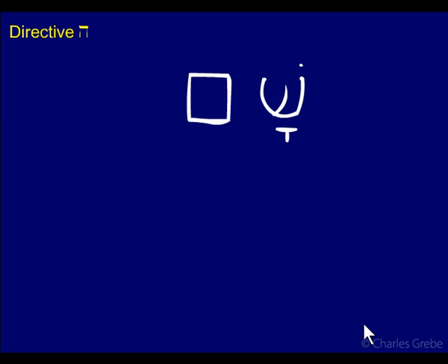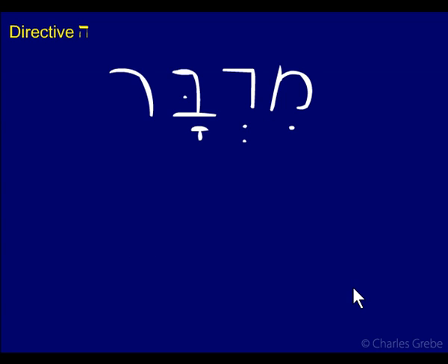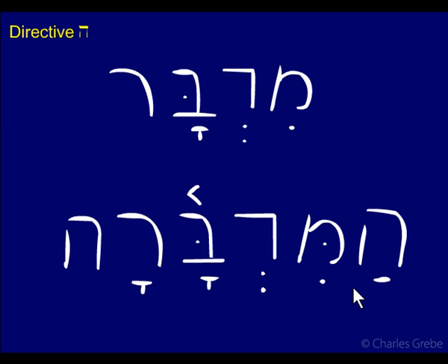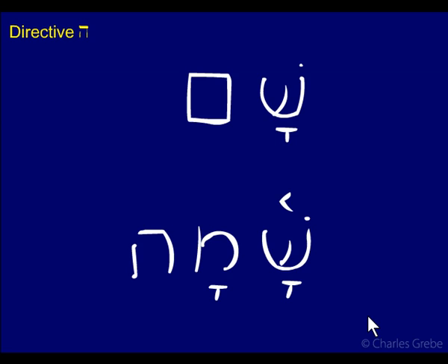So those two were nouns. This is a noun, house. Habaita is toward the house, to the house. Midbar is a noun, wilderness. Hamidbara, toward the wilderness. Again, a noun. This is an example of an adverb. Sham means there, and Shama means to that place. So here we have an adverb that we've added the directional He, or the Directive He, to.